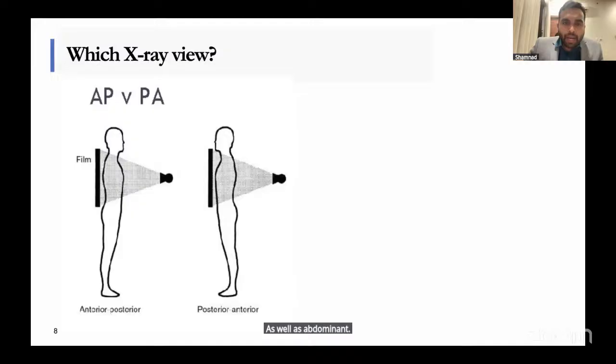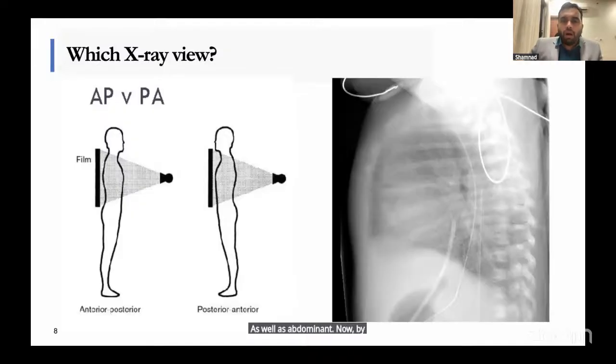Now, by convention, all neonatal X-rays are antero-posterior. We don't take a postero-anterior view in neonates. So neonatal X-rays are always antero-posterior.